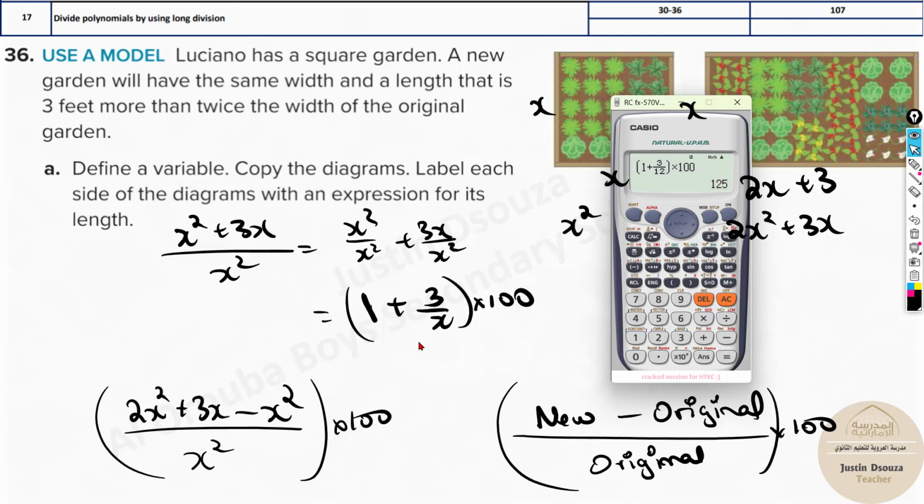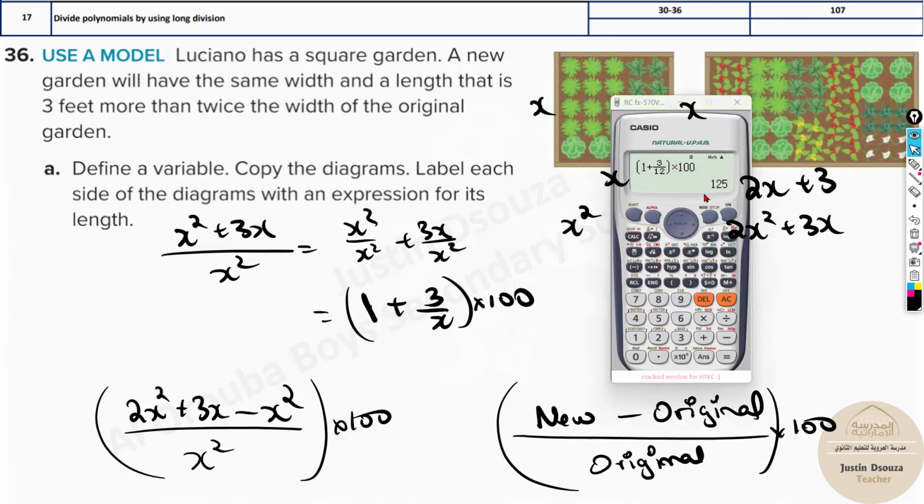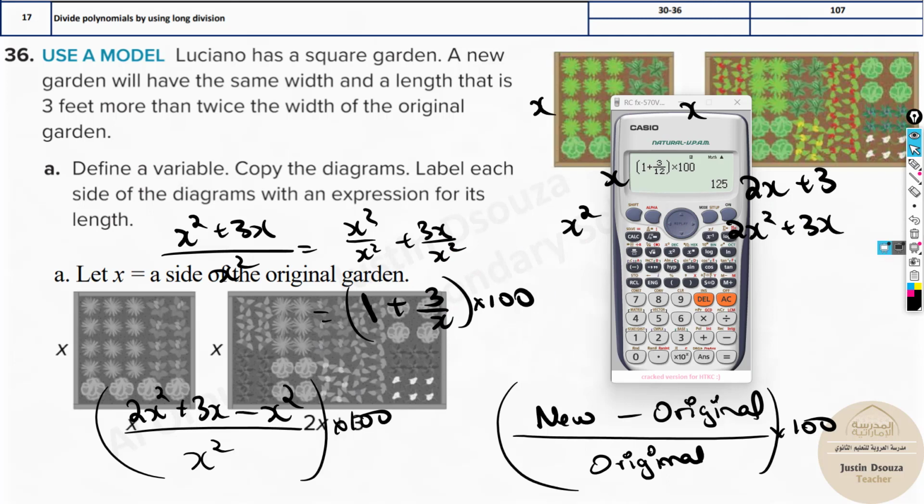So it's 125. So what is the percent increase from the old to the new one? 125. I just had the memory of a goldfish, I forgot what the number was. It's 125%. Okay, it's a percentage. Let's just check the answers.